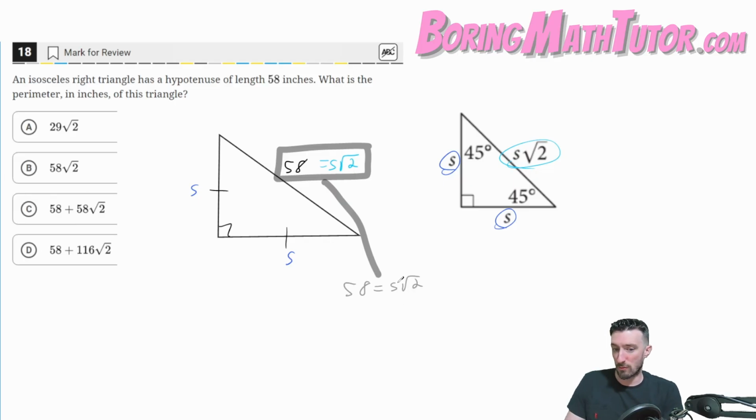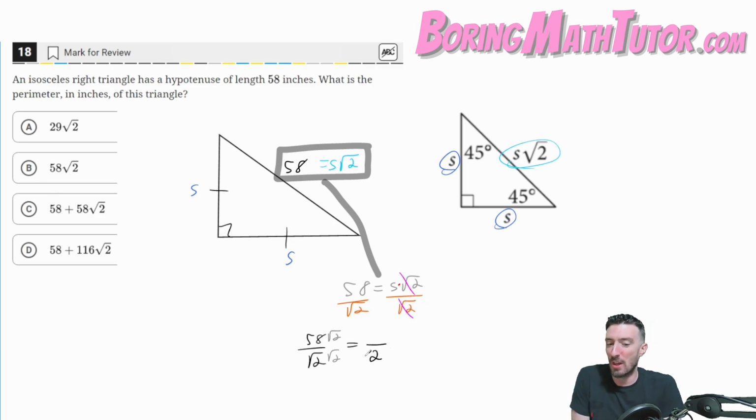The radical 2 being right next to it means that there's some multiplying going on. How do you cancel out multiplying? You divide. So that means I divide both sides by radical 2. And that means 58 divided by radical 2. And some of y'all might have seen that whenever you see a radical in the bottom, you can always multiply it by itself. And that turns it into the non-radical, leaving you with that radical up top.